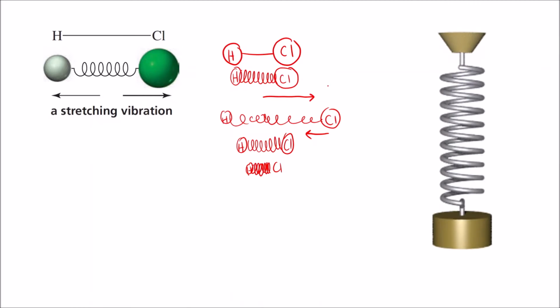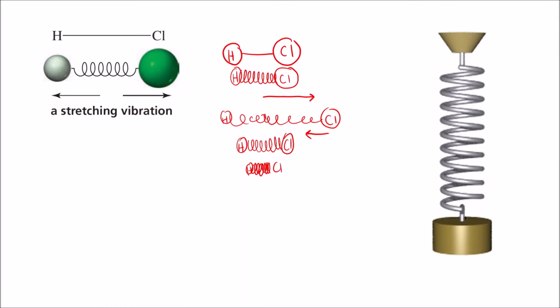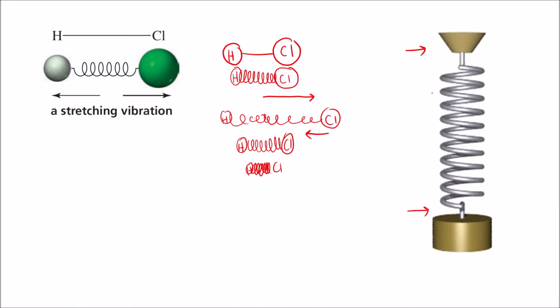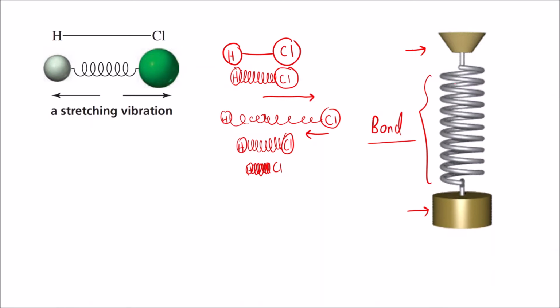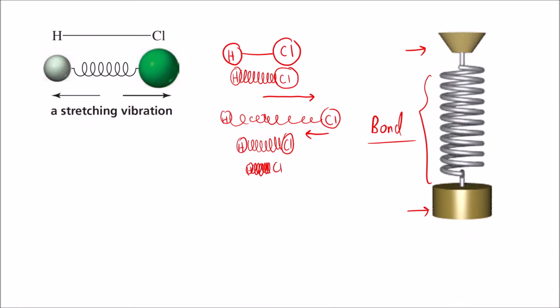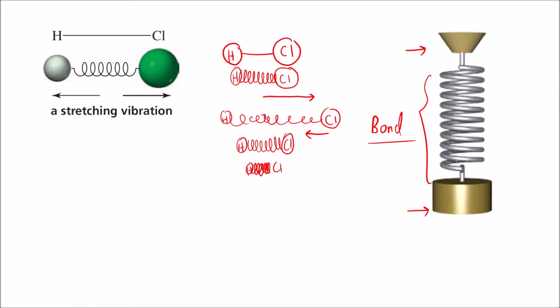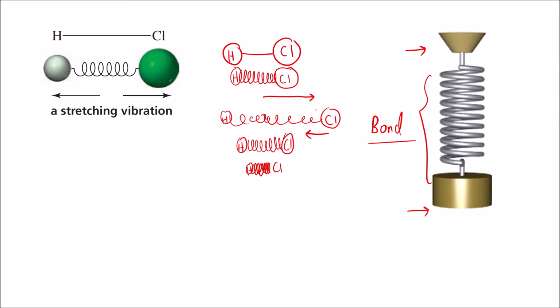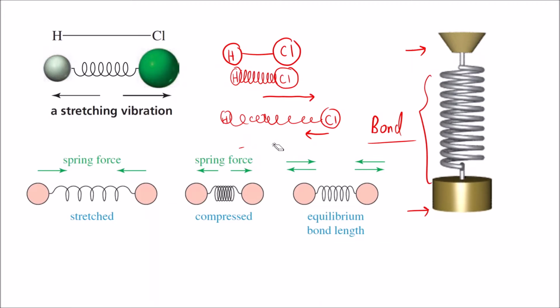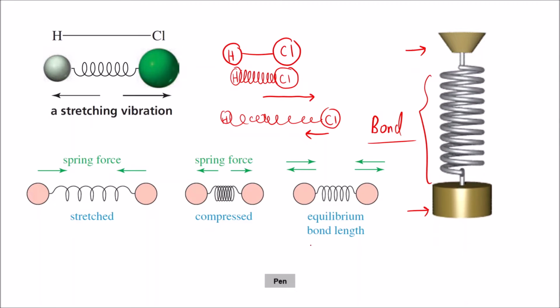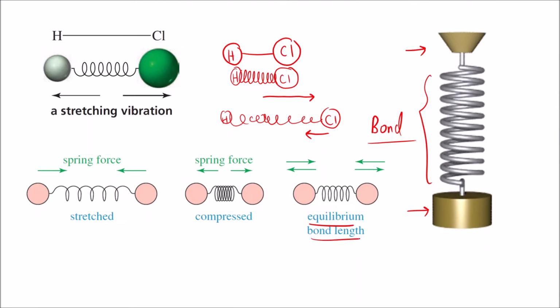So let us see how exactly it looks. You can imagine these two weights as the two atoms, and this spring is nothing but the bond between the two atoms. This is how a stretching vibration takes place in a bond. This is what I was trying to explain: this is the equilibrium position, the equilibrium bond length.